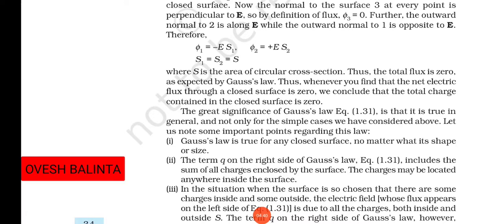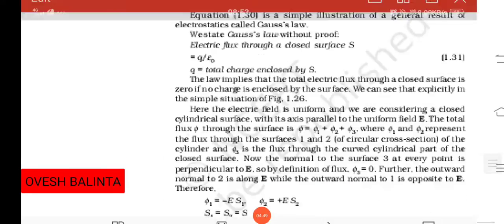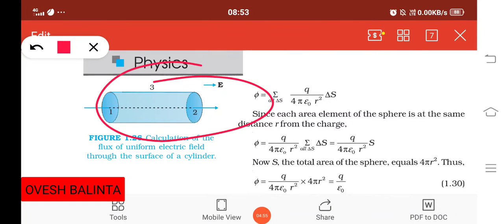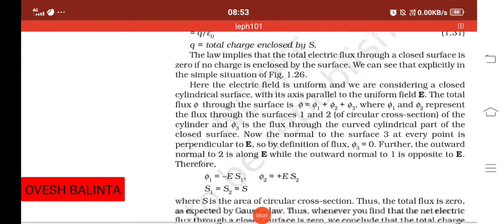So what will happen, the total charge contained in the closed surface is 0. It means we are talking about the closed loop circle. See, this one is our closed loop circle. So there is a closed loop, it means there is no outward flux over here, so we can say that the outward flux is zero.